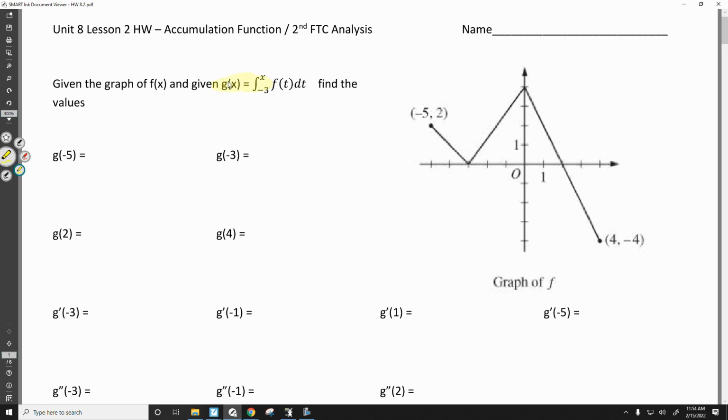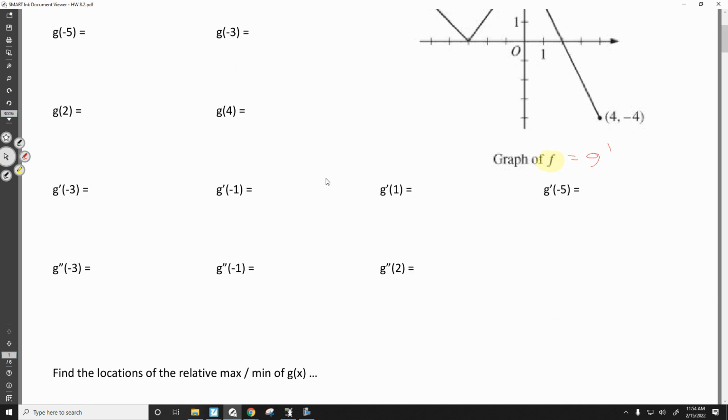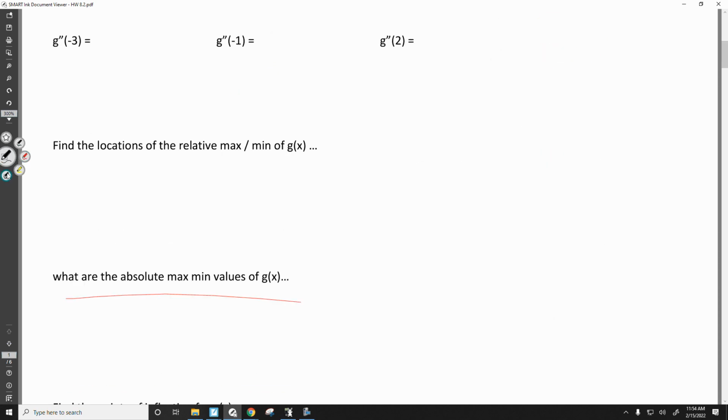G is the accumulation of F from -3 to X. Okay, so -3 is a starting point. That'll help us find actual values. This is the graph of F. You know G prime equals F. That's G prime. We want to find maxes and mins of G. You need a G prime sign analysis. Give me your sign analysis of G prime.